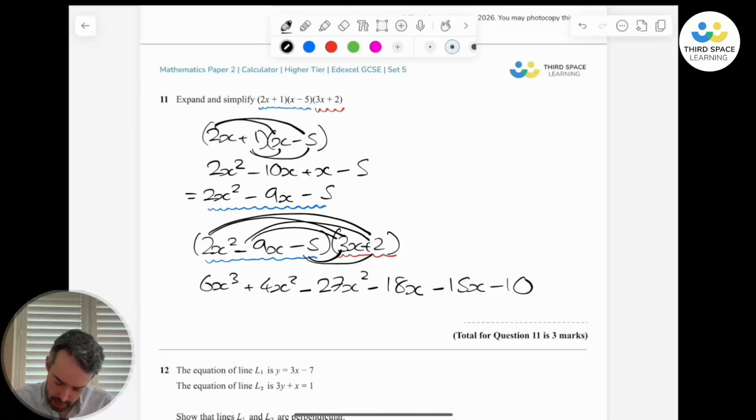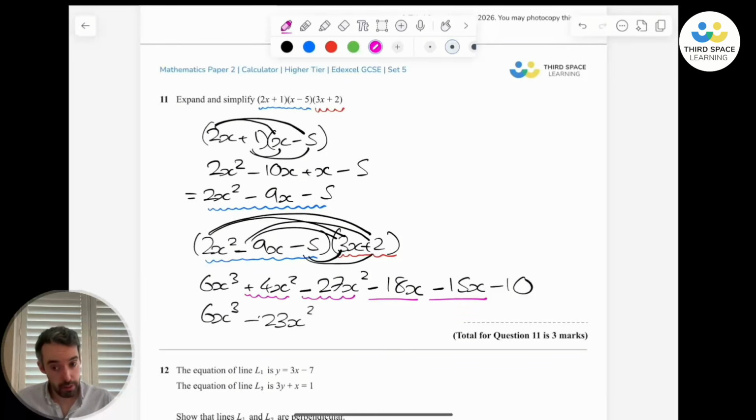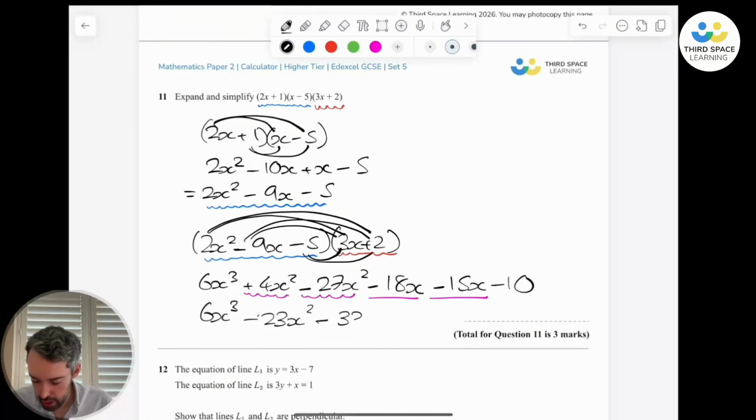So we've got 6x cubed. Well, there aren't any more x cubes, that's by itself. Let's think about this then. How many x squares do I have? Well, I've got that one, I've got that one. So 4x squared subtract 27x squared is going to be negative 23x squared. Okay. Now let's think about these ones. So these are the x terms. So negative 18x subtract 15x. So think about the number line. That's going to give me an even more negative answer, negative 33x. And then the negative 10 is just by itself. So there we go. There's our answer.